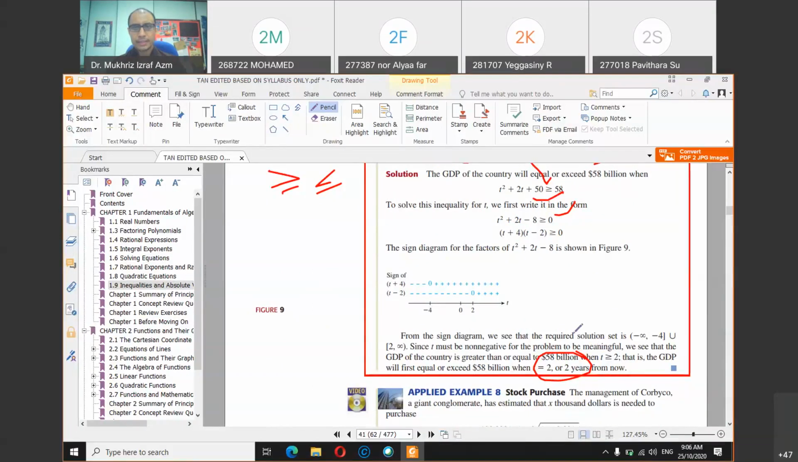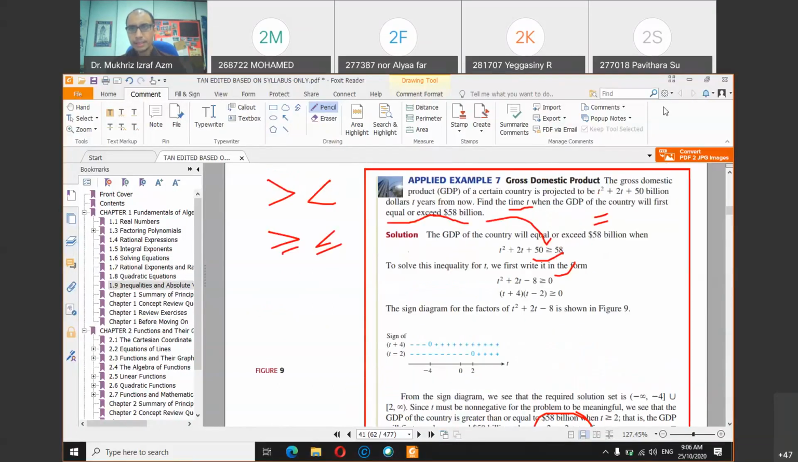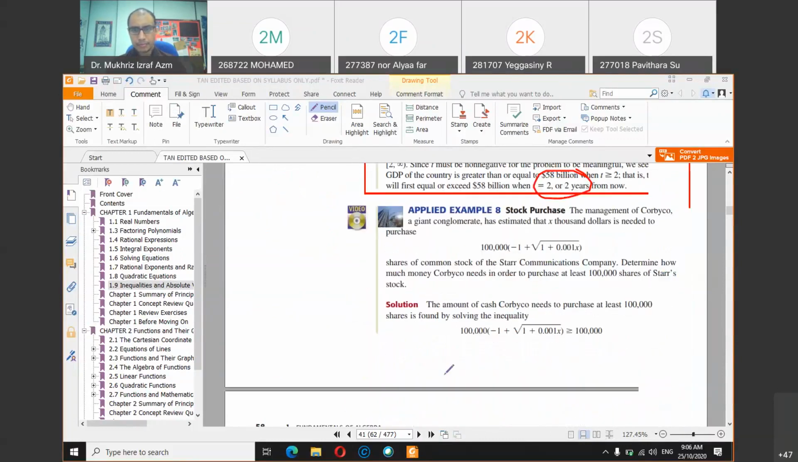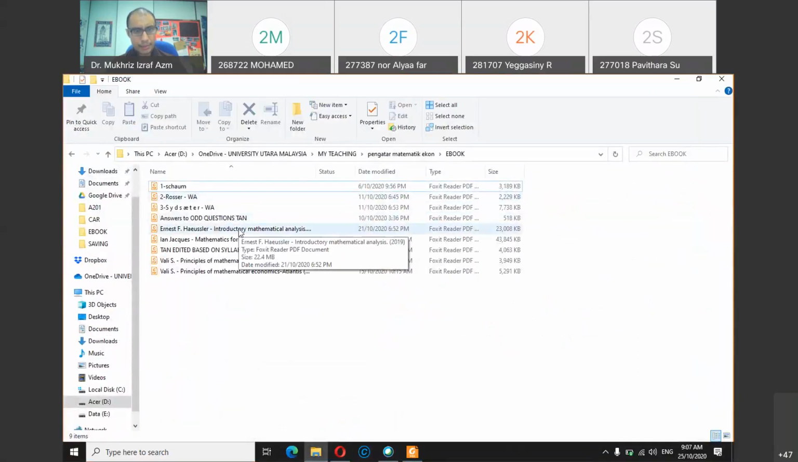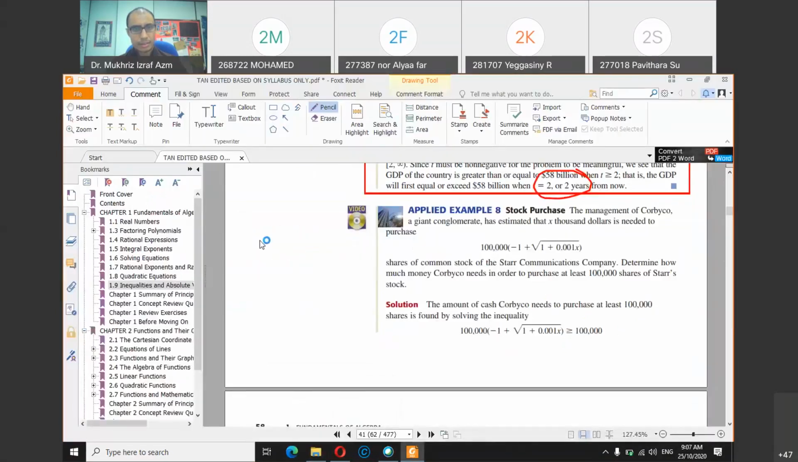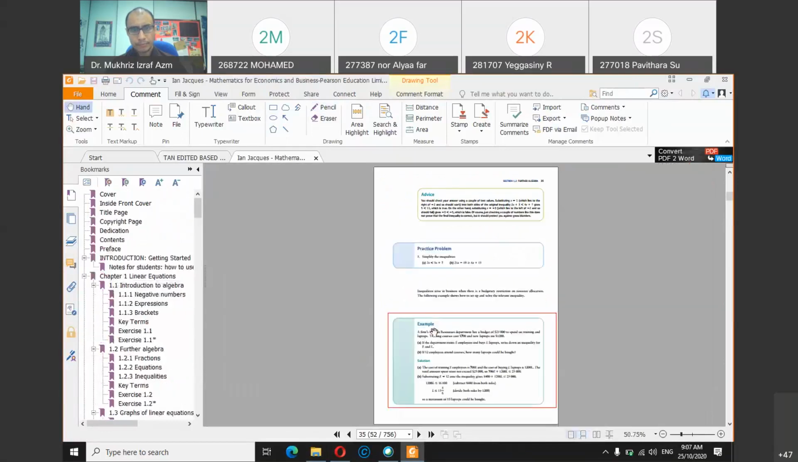So I think this is a very simple example from your slide here. For the next example, I don't want to discuss it, because I think it's not really on economics, not an economics example. So we're going to use the book by Jax for the next example. Yeah, this one.